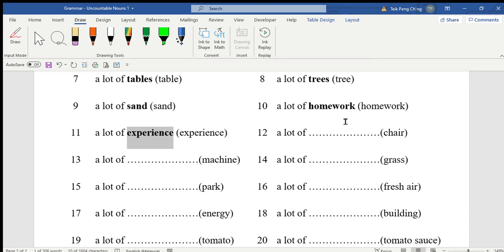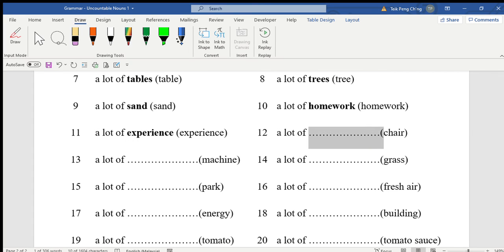Okay, sometimes you might see experiences ada s. Tapi kalau letak s kat belakang, maksudnya berlainan. Maksudnya pengalaman yang berbagai jenis. Okay, tapi kat sini kita nak cakap pengalaman dalam sesuatu benda. Okay, satu jenis pengalaman sahaja. So we have to treat it as uncountable noun.